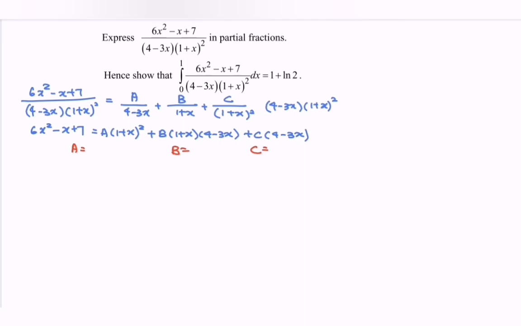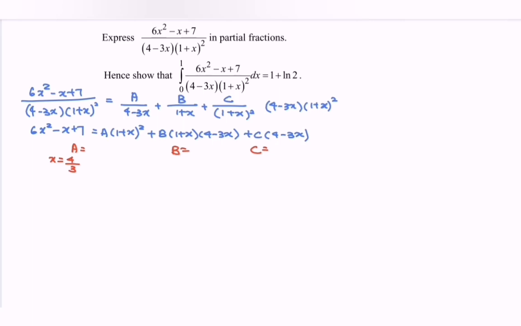In order to find a, we have to make sure b and c disappear. So kindly refer to b and c. Notice that we have the common term 4 minus 3x. So in order to eliminate b and c, the value of x must equal 4 over 3. Continue. Next is to find b. So refer to a and c. Do they have common terms? The answer is no. Never mind, we will skip to c.